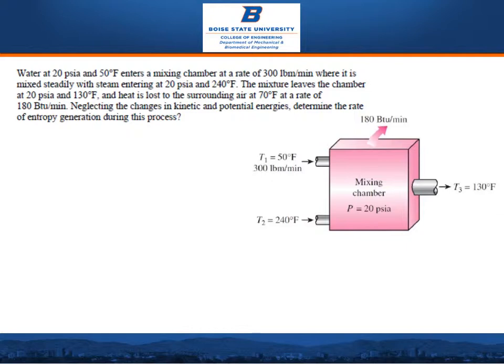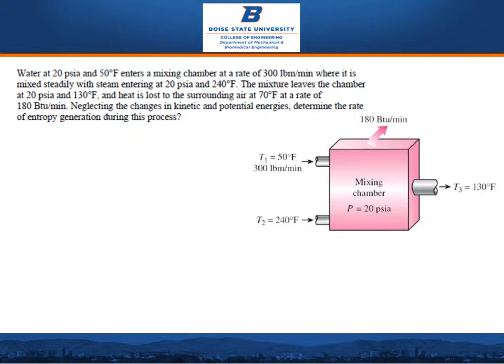Water at 20 psia and 50 degrees Fahrenheit enters a mixing chamber at a rate of 300 pound mass per minute, where it is mixed steadily with steam entering at 20 psia and 240 degrees Fahrenheit. The mixture leaves the chamber at 20 psia and 130 degrees Fahrenheit, and heat is lost to the surrounding air at 70 degrees Fahrenheit at a rate of 180 BTU per minute. Neglecting the changes in kinetic and potential energies, determine the rate of entropy generation during this process.